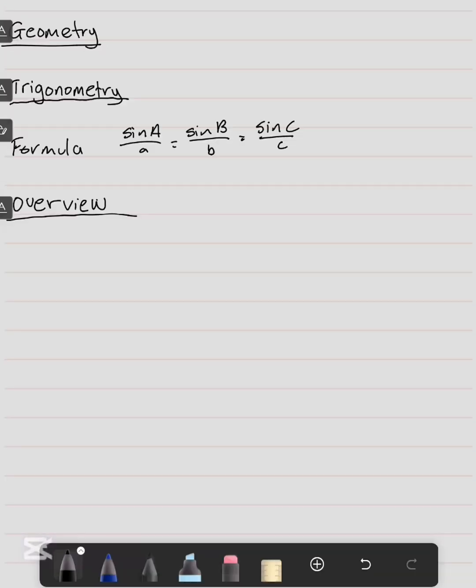Here's an overview for today's lesson. We covered our sine formula and the different types of equations you could get with it. A reminder of when to use the sine rule is that you must have a triangle. It can either have two sides and one angle or two angles and one side. And your sides and angles must be opposite to each other.